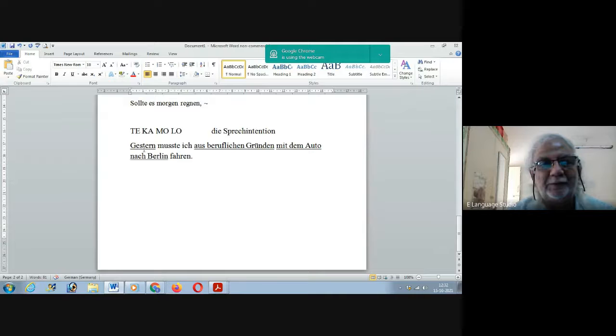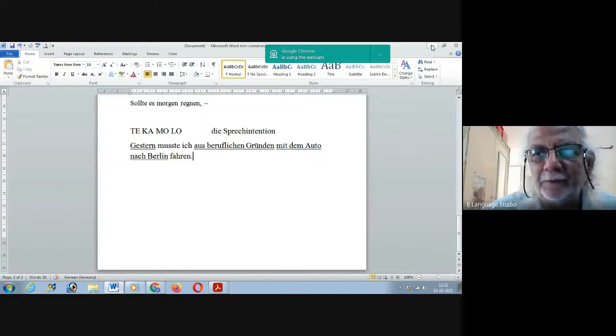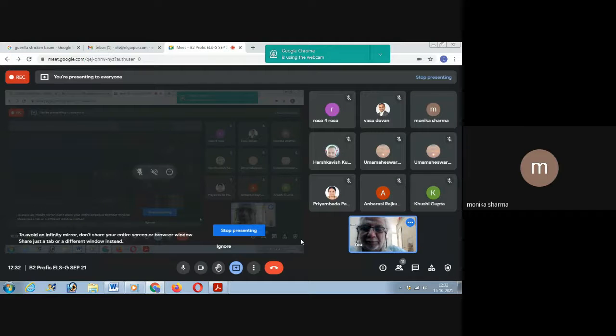So that's one small thing to look at. Try to put that element in the beginning. Sonst ist es okay. Aus beruflichen Gründen mit dem Auto, oder mit dem Auto nach Berlin aus beruflichen Gründen, das ist okay. But Tekamolo is your guideline. So don't panic. Don't panic.